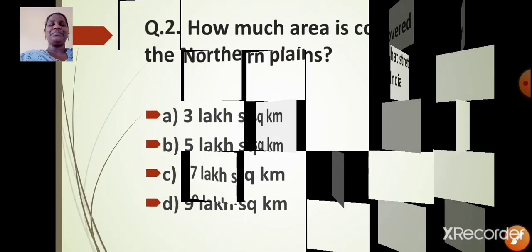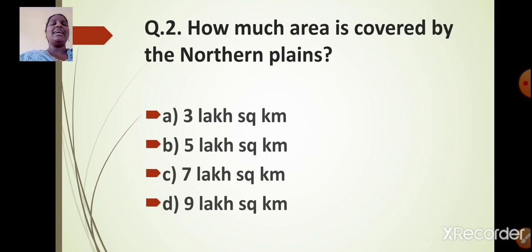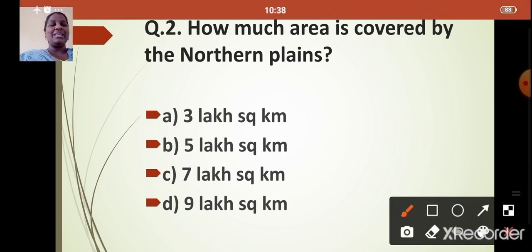Next question. How much area is covered by the northern plains? Option A 3 lakh square kilometer. Option B 5 lakh square kilometer. Option C 7 lakh square kilometer. Option D 9 lakh square kilometer. Which is the correct answer? Option C 7 lakh square kilometer is the correct option.